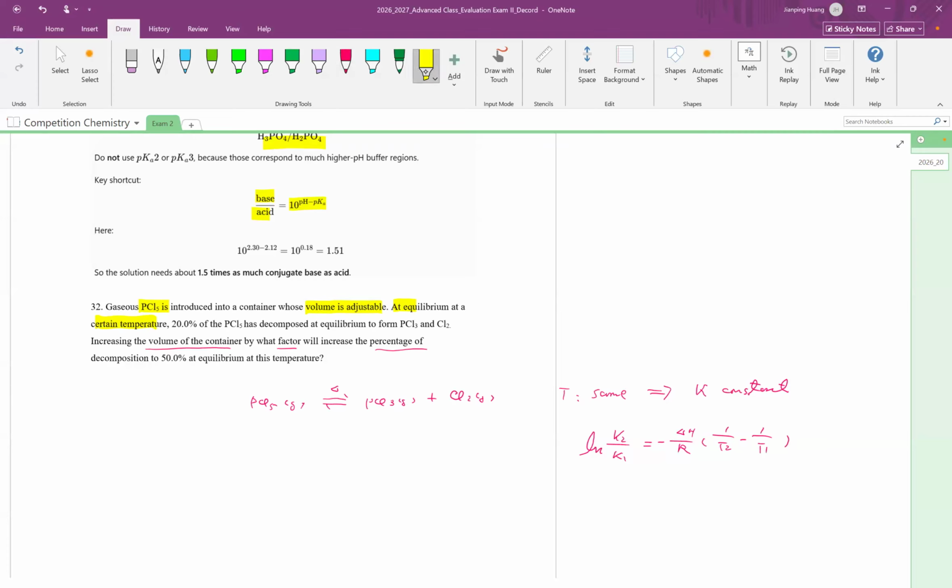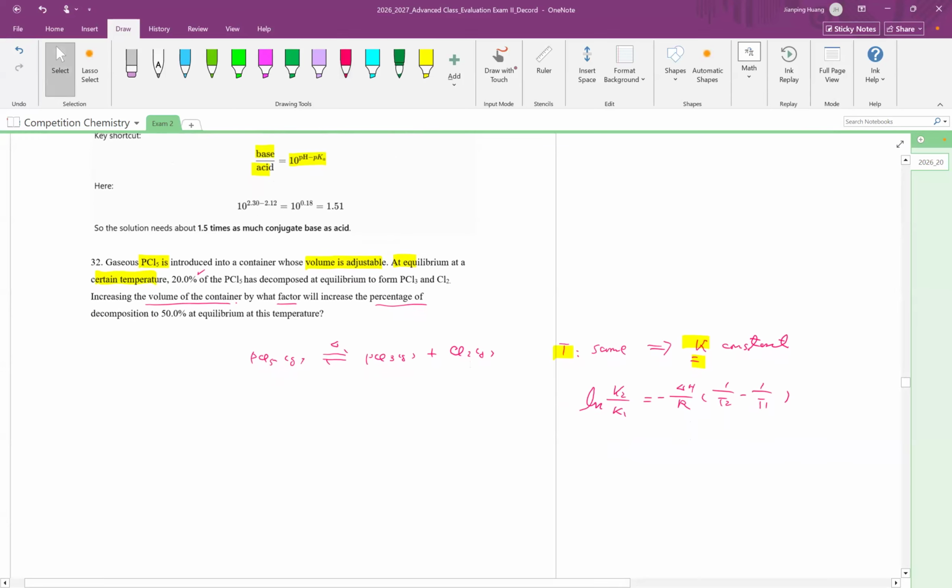Now here the temperature is the same. Basically, the first one, you establish equilibrium. Now you change the volume or change the pressure. K doesn't change, but the equilibrium can shift. That's what the question is about. It's so cool. I really like this question.